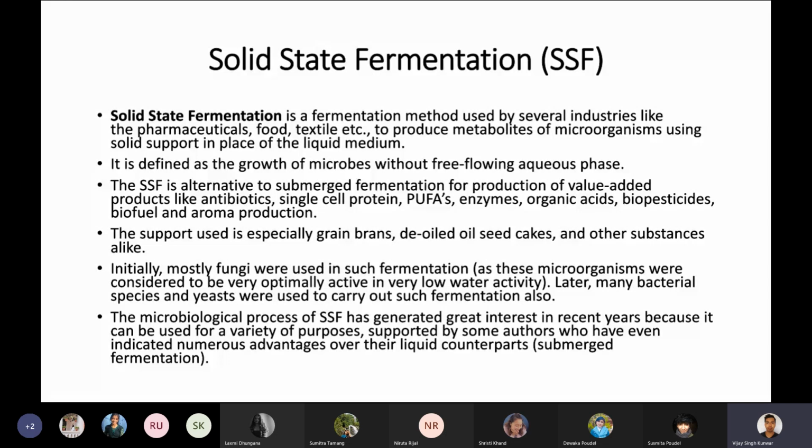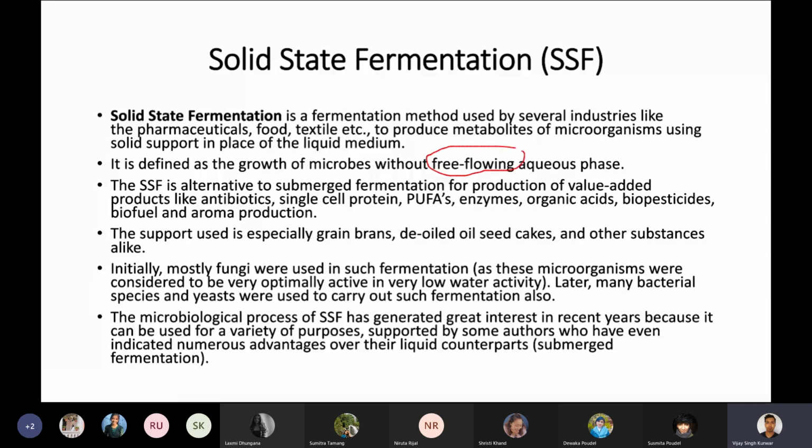The solid state fermentation is there is nothing like the liquid state. So instead, there is the solid support in place of the liquid medium. So it is defined as the growth of microbe without the free-flowing aqueous phase. There is an aqueous phase, but there is no free-flowing one, so please be careful. So there is not this free-flowing aqueous phase.